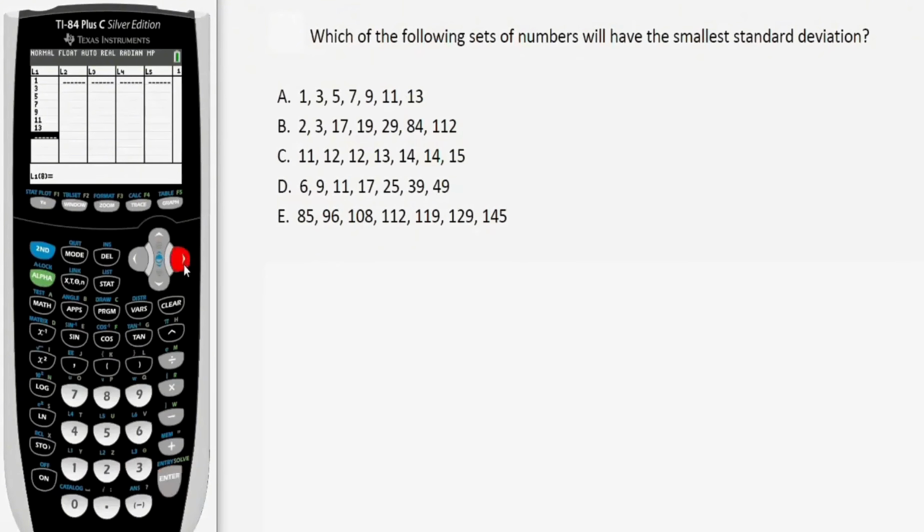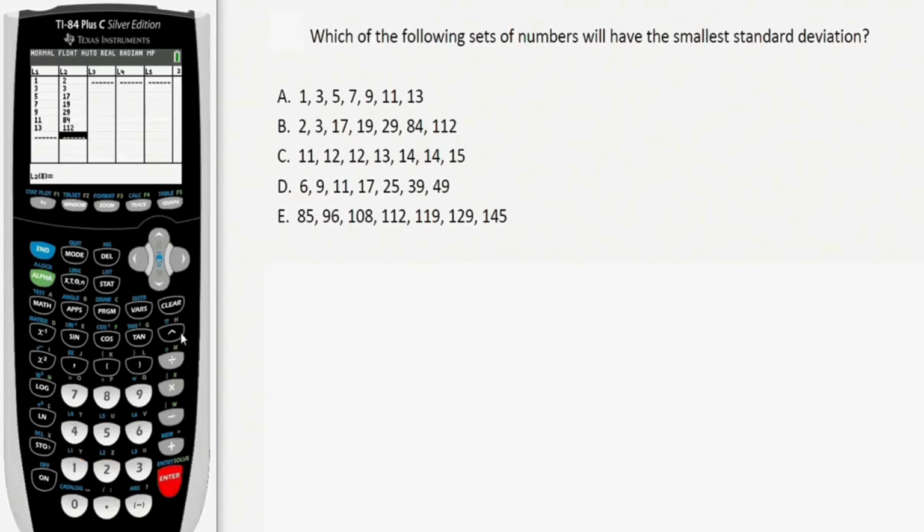Let's go back to list 2. So under list 2 we have 2, 3, 17. Follow me, guys, this is very interesting. Alright, what else? We have 19, 29, 84. Then we have 112.